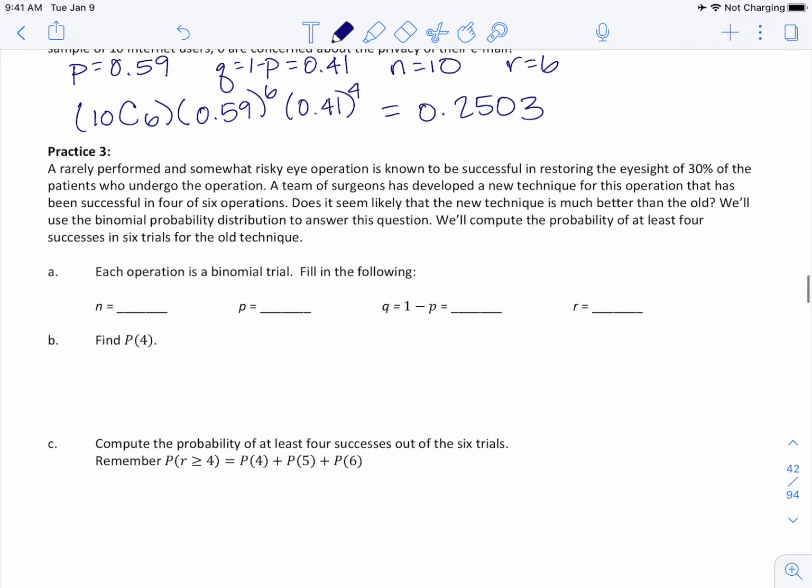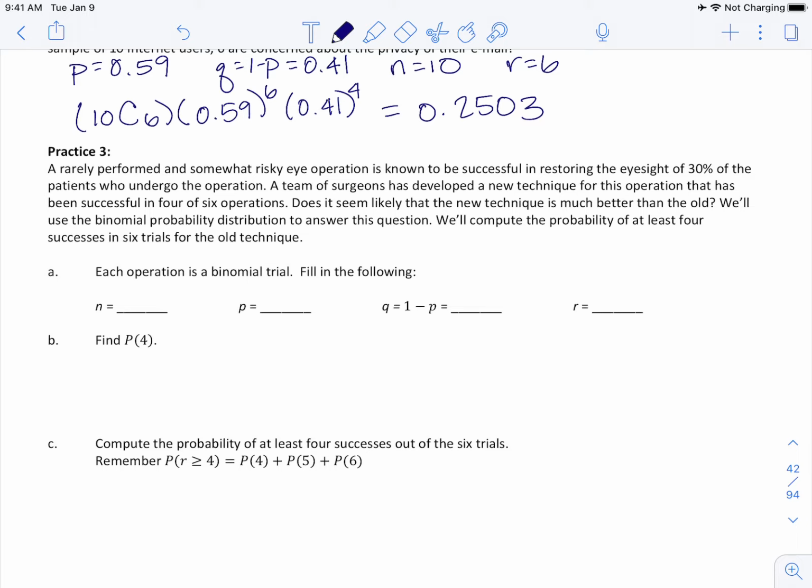Okay, here's our next one. A rarely performed and somewhat risky eye operation is known to be successful in restoring the eyesight of 30% of the patients who undergo the operation. A team of surgeons has developed a new technique for this operation that has been successful in 4 of 6 operations. Does it seem likely that the new technique is much better than the old? We'll use the binomial probability distribution to answer this question.